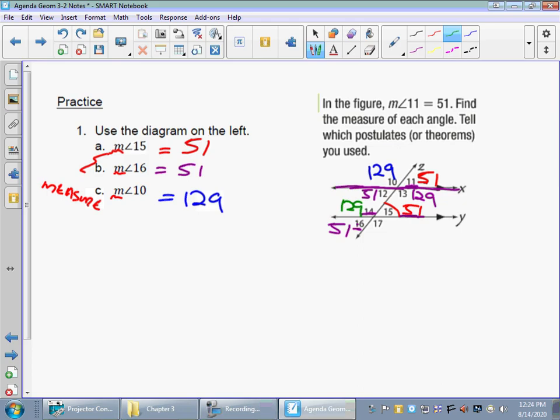And the same thing with 17, you could say 17 and 10 are alternate exterior, so they would have to be equal. So you can see that whole diagram, we could fill them all out, and you've only got two answers, 51 or 129. Okay?